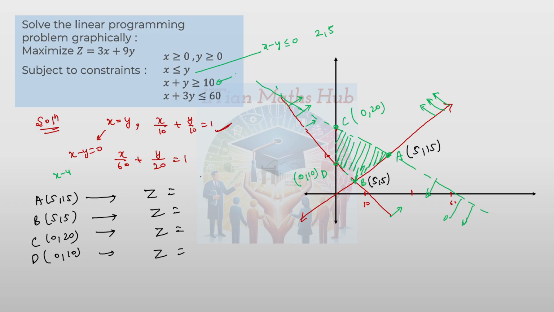So 3x plus 9y, right? So 3 5s are 15 and 9 15s are 135. How much is it? 15. 60? No, one second. 9 and 15.